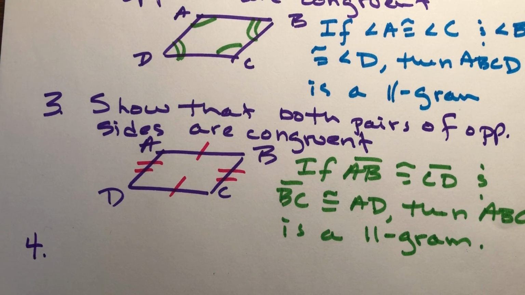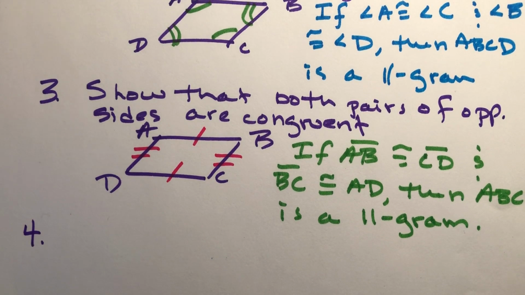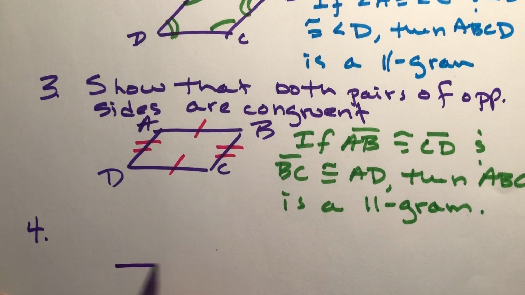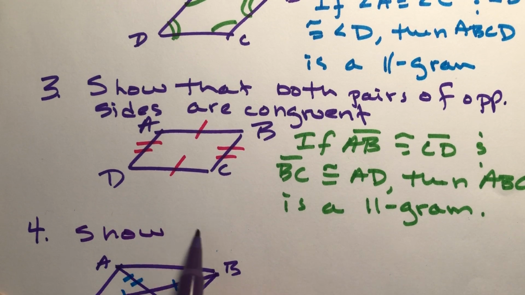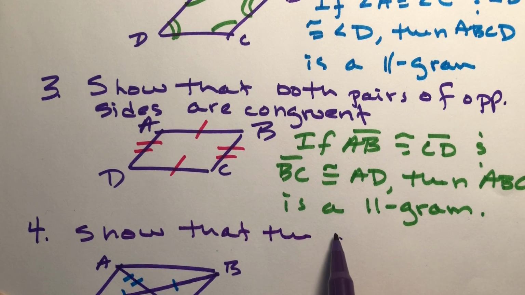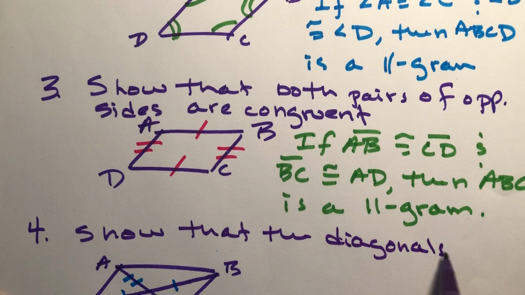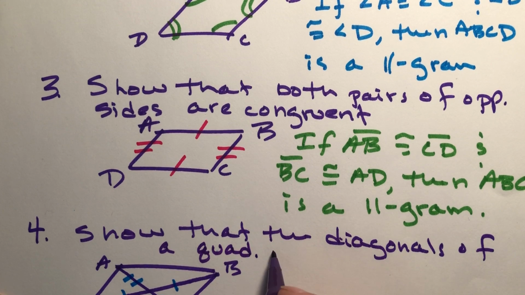Next, we can show that a quadrilateral is a parallelogram using its diagonals. What do we know about the diagonals of a parallelogram? We know that they bisect each other. So show that the diagonals of a quadrilateral bisect each other.